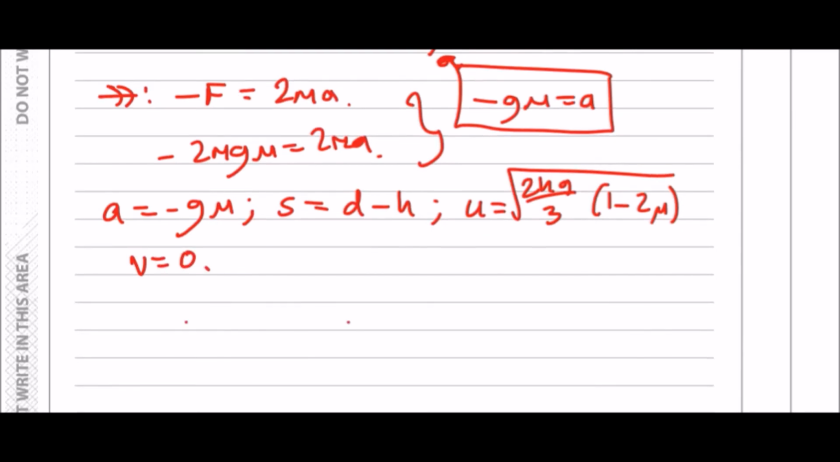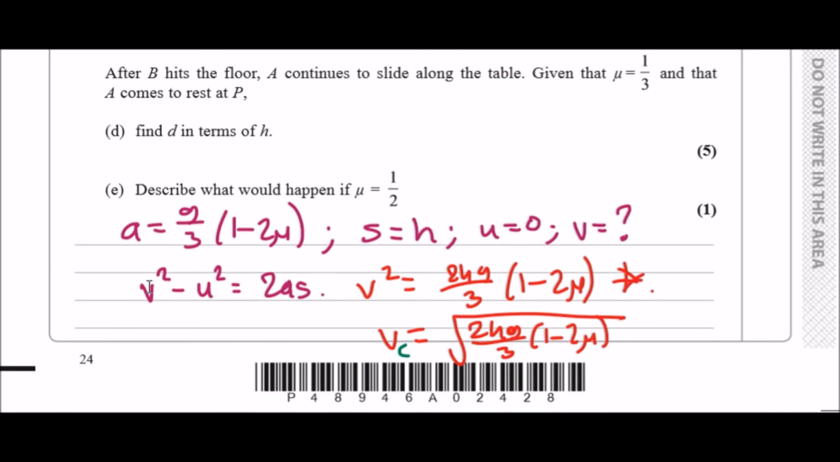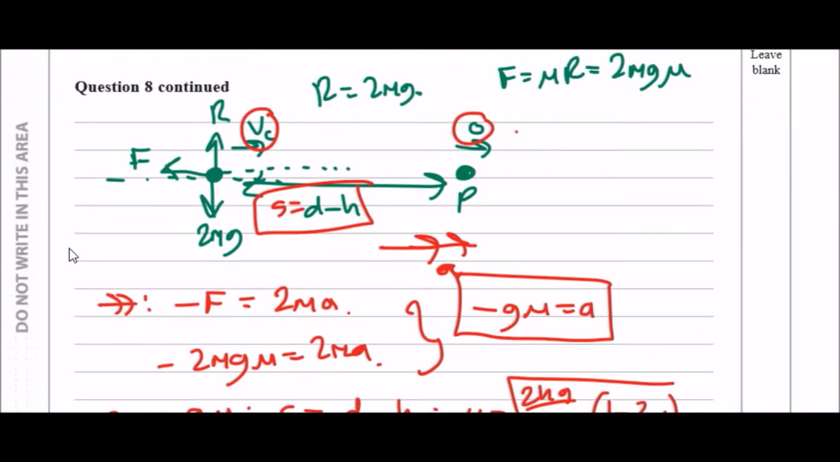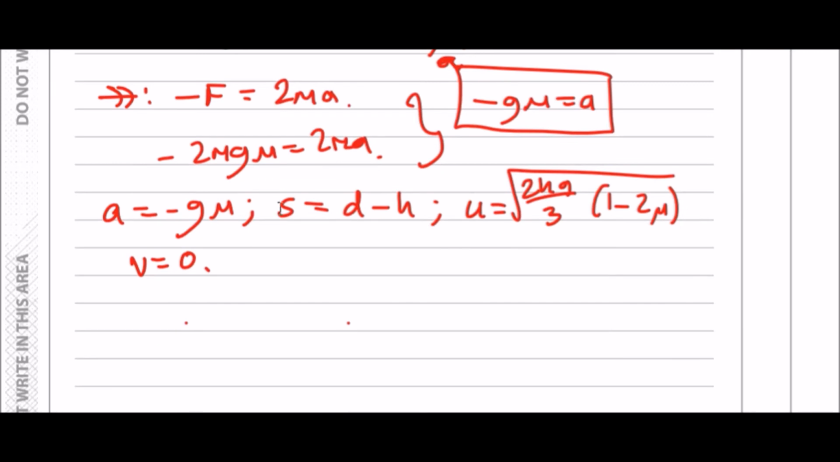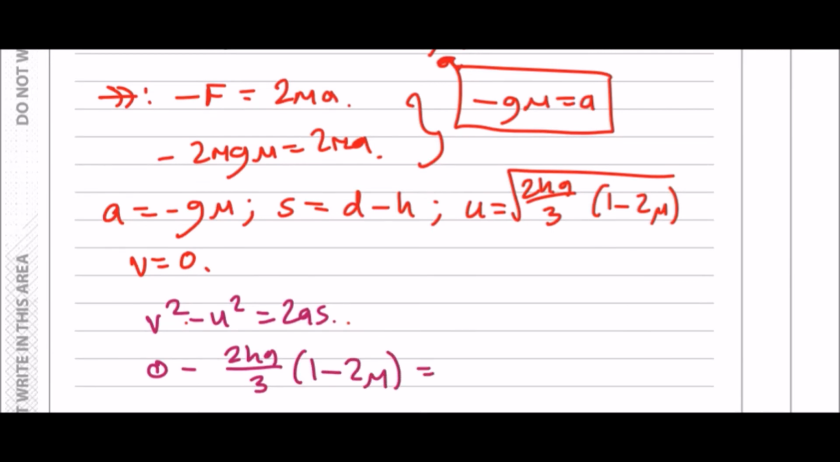Now at this stage, we can just repeat the same formula as we did previously, using v squared minus u squared equals 2as, because we have all the necessary variables. So plugging everything back in, v is 0. So 0 minus u squared will just be the square of all of this, which is simply 2hg over 3 times 1 minus 2 mu. And now we've got 2as. So 2 times a is minus 2g mu, and s is d minus h. So it'll just be minus 2g mu times d minus h.